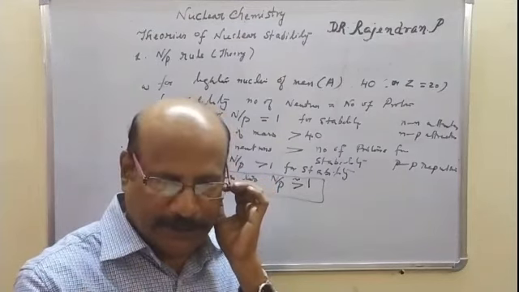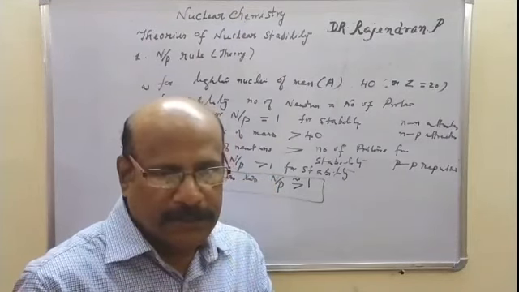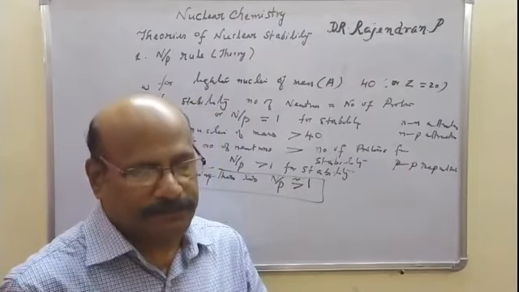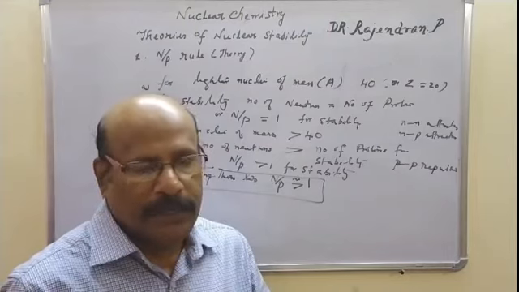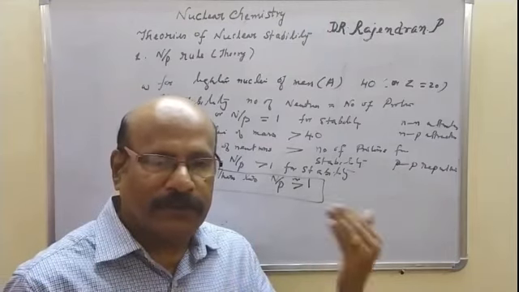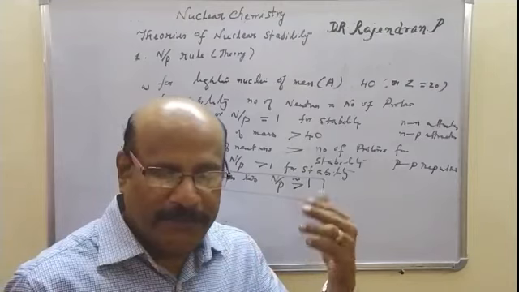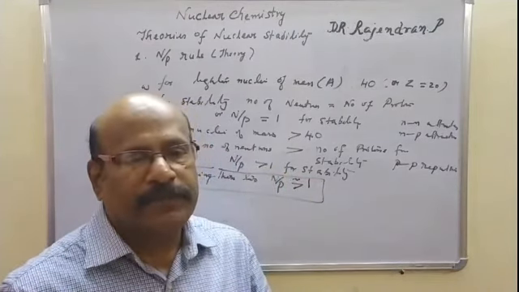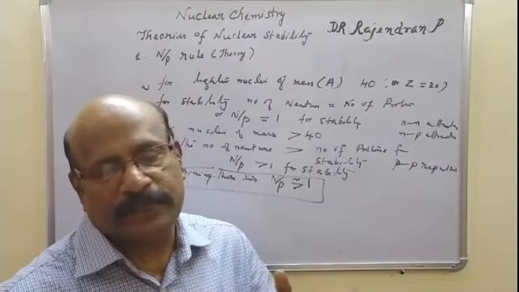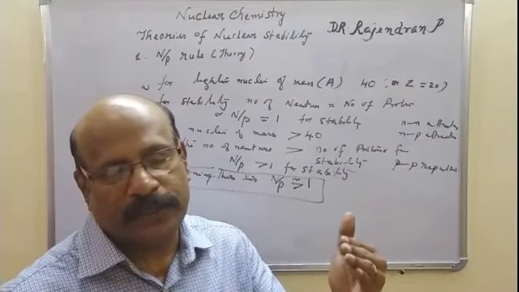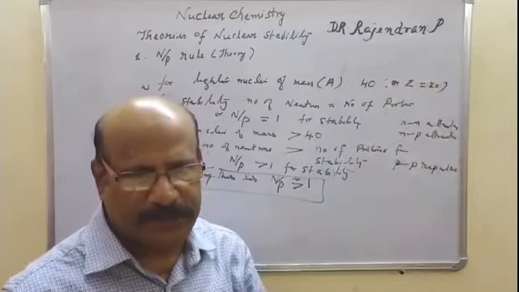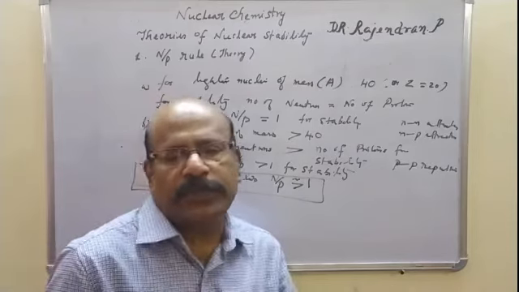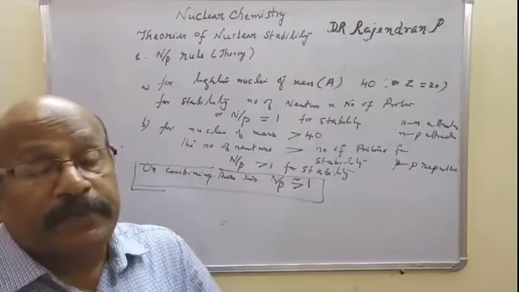So it keeps increasing, so that the N by P ratio should be greater than 1 for stability. And this keeps increasing as we go to heavier and heavier nuclei. It can be seen that the N by P ratio increases from greater than 1, to 1.3, 1.5, up to something like 1.7. But naturally, beyond the nucleus of mass number 200, they become unstable.